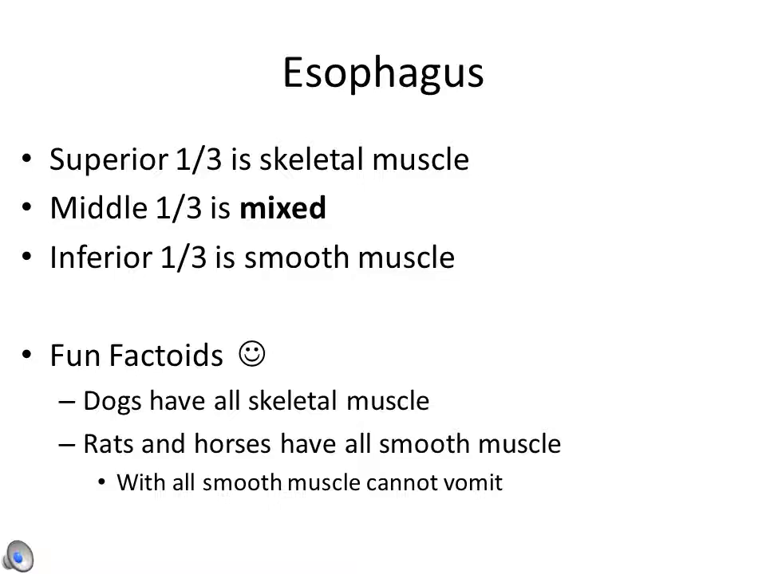Some fun factoids for you to know is that dogs have all skeletal muscle, rats and horses have all smooth muscle. With all smooth muscle, one is then not able to vomit.